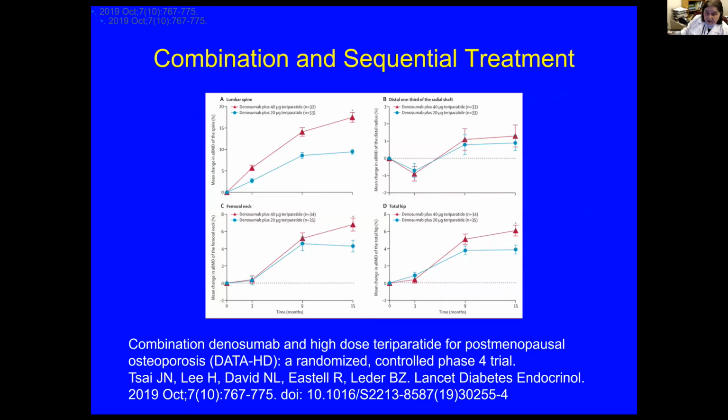And this is how much bone you gain with Prolia alone or in combination with Forteo. The combination treatment is more effective than any of the components alone. So if I have a really difficult patient, I have to add both an anabolic and an anti-resorptive.